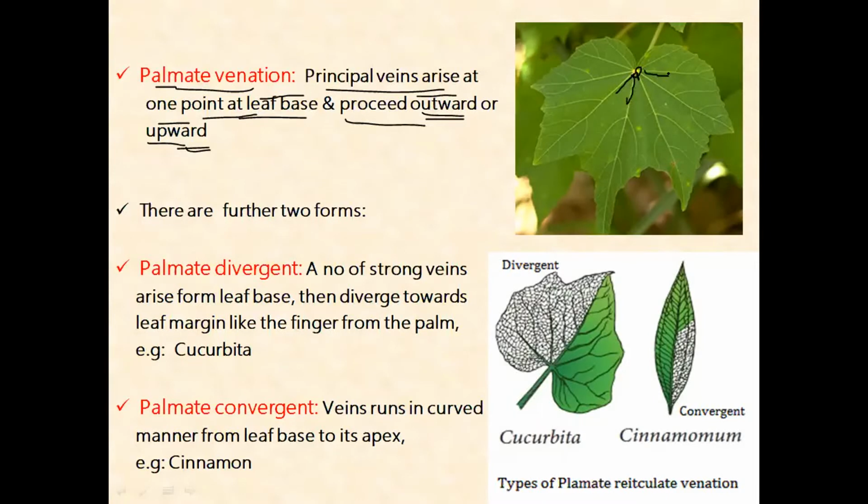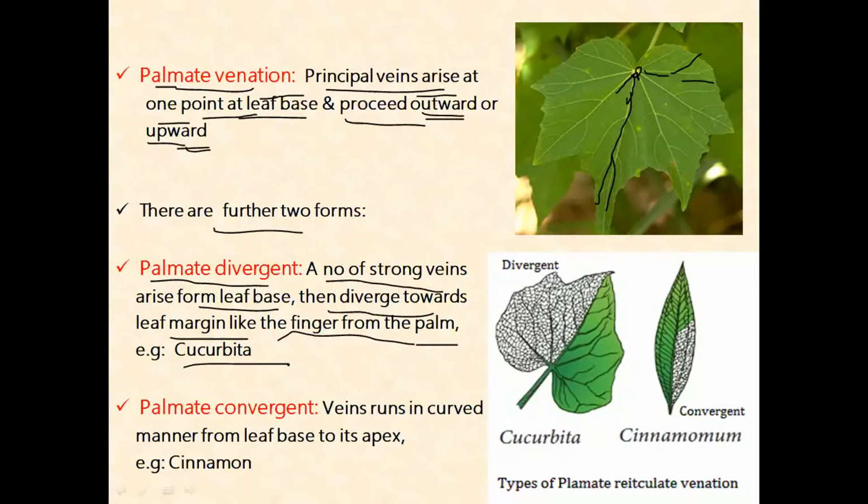These either go outwards or upwards. So there are further two types of palmate reticulate venation. First one is palmate divergent. Here a number of strong veins arise from the leaf base, and these then diverge towards the leaf margin like fingers from the palm. For example, it occurs in Cucurbita.